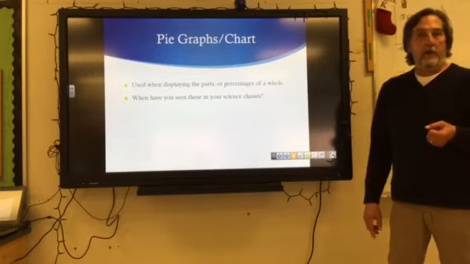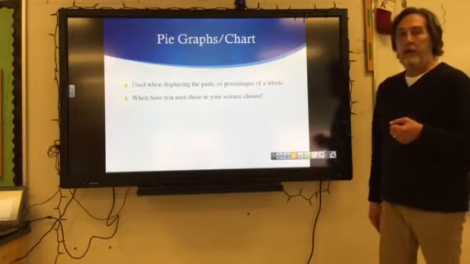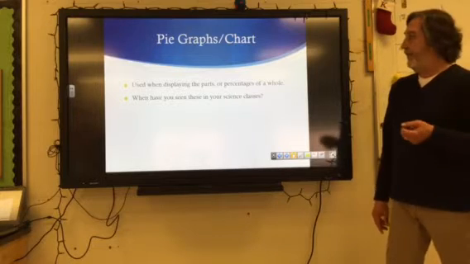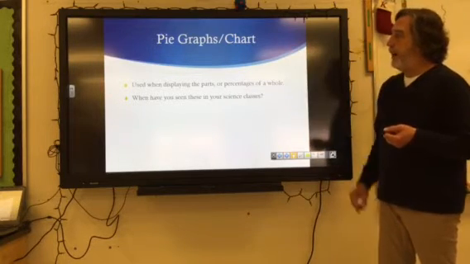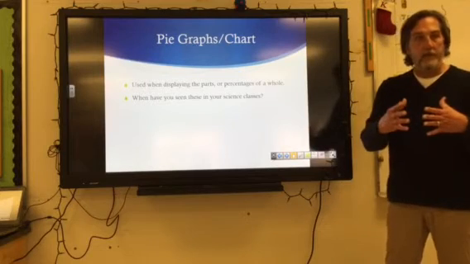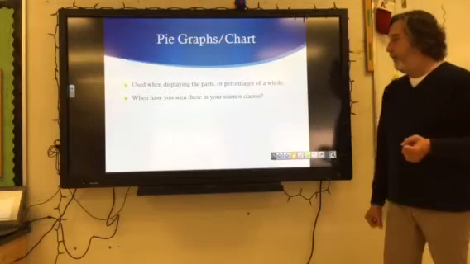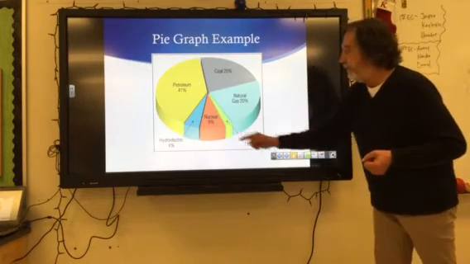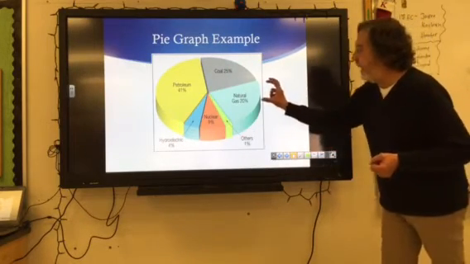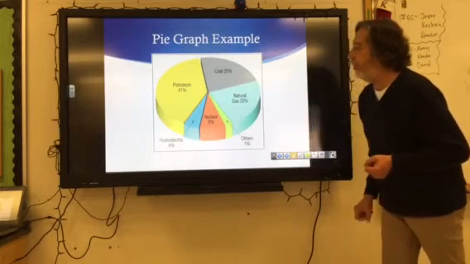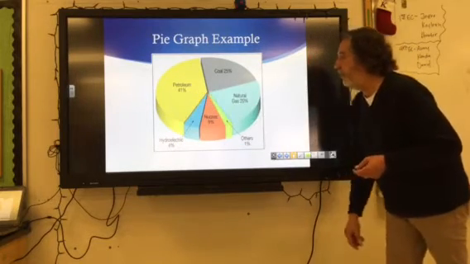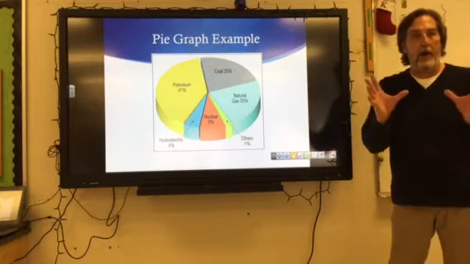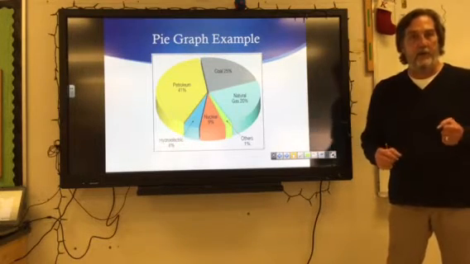Pie graphs and charts, probably one of the first or simplest types of data representation you used, probably in elementary school. You'll use a pie graph when you're displaying the parts or the percentages of a whole. You've also seen these in your classes. Pie chart, breaking down part to the whole. 41% petroleum, 20% natural gas. A really easy way to show how separate pieces of data are related.